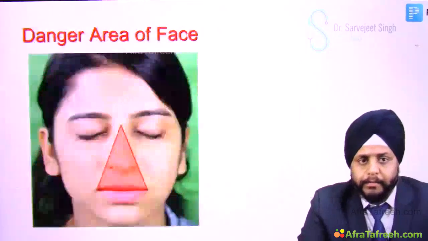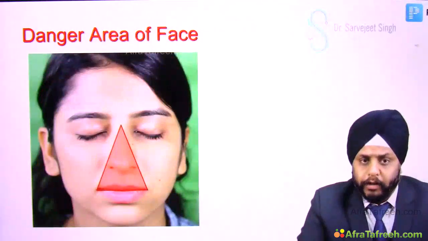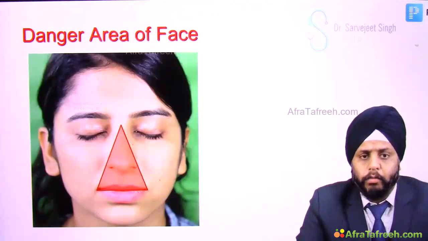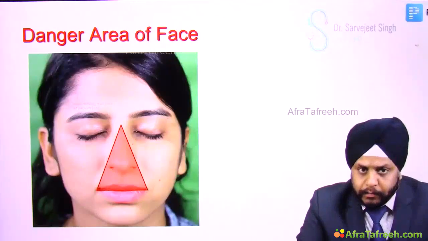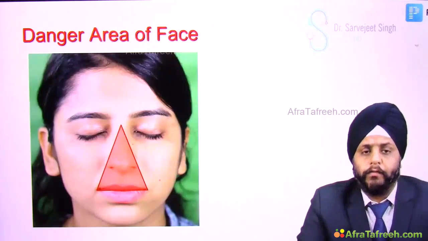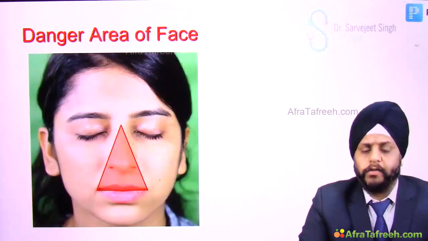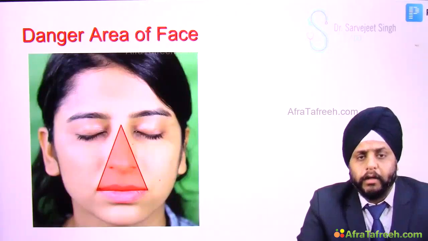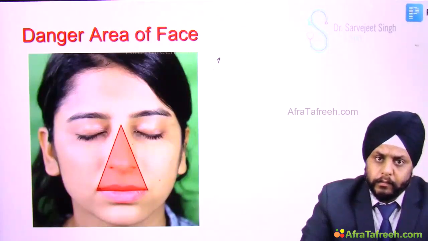But remember, this area of the face, the area between the upper lip and the two nasolabial folds, this triangle, is known as the danger area of the face. Why is it known as the danger area of the face? Because it communicates directly with the cavernous sinus.